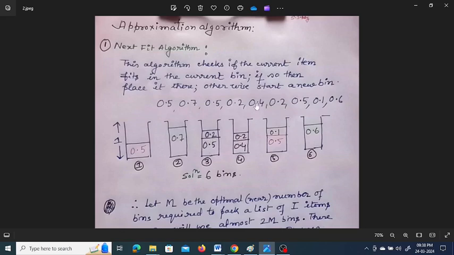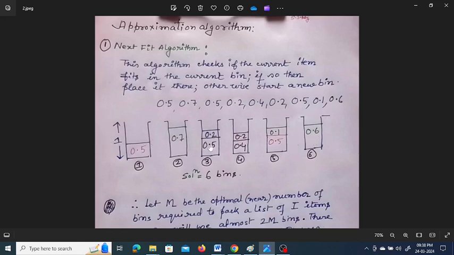Next 0.4, but you cannot keep 0.4 in bin 3 because again it will be more than 1 unit, so we have to create a new bin where we can keep 0.4. After 0.4 again 0.2, so you can keep 0.2 here, no issue. Then 0.5 we cannot keep here, so we have to create a new bin for it, as it is a next fit algorithm. So 0.5 is here, and then 0.1 you can keep in bin 5, and then finally 0.6 you can keep in bin 6. So this is how we can accommodate all items in the bins.